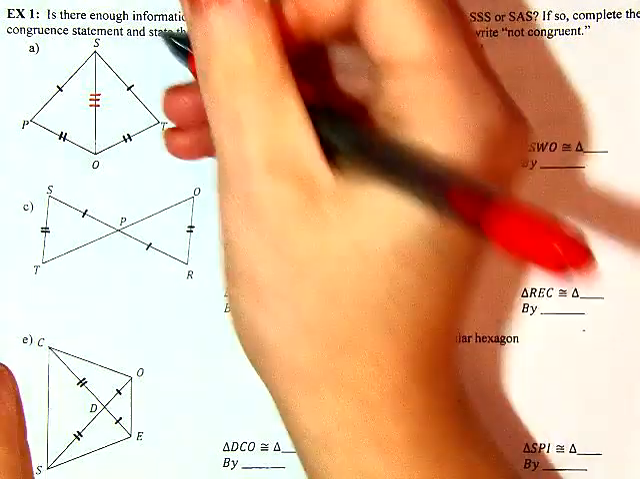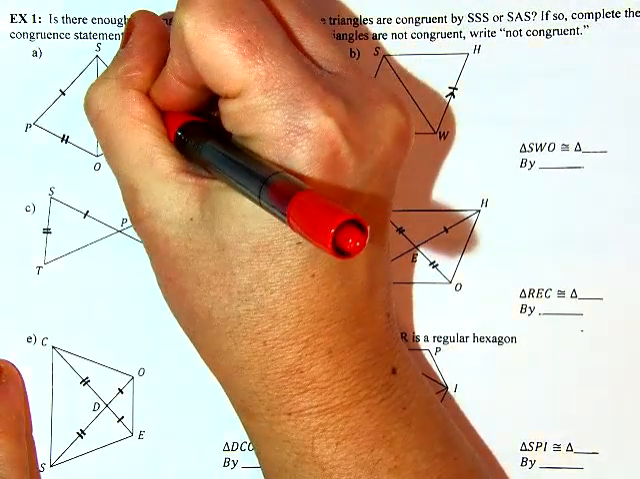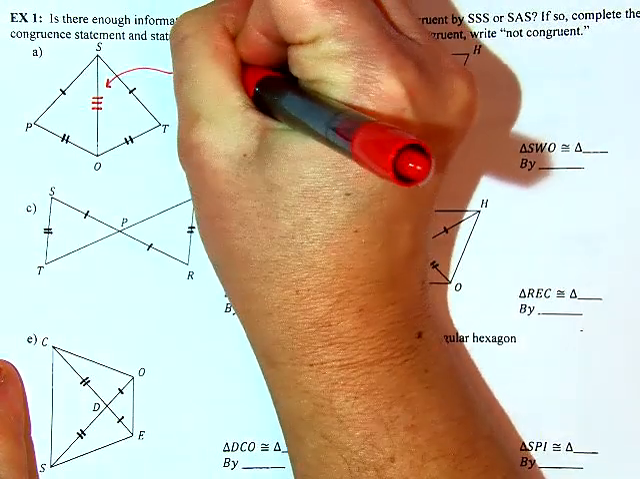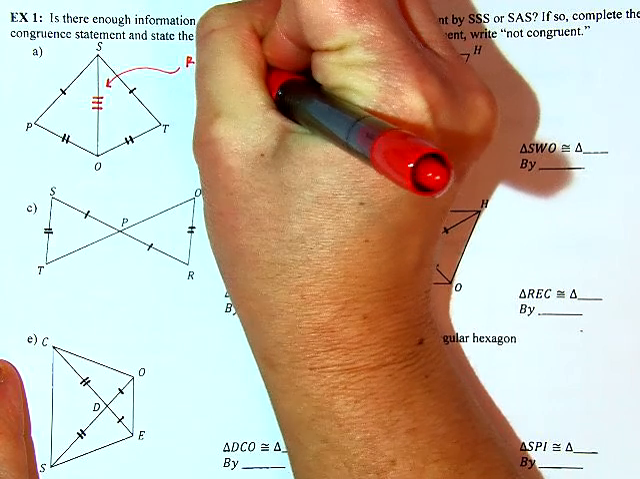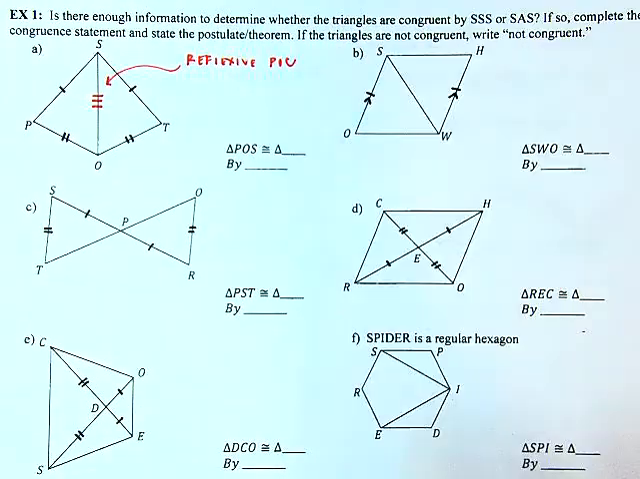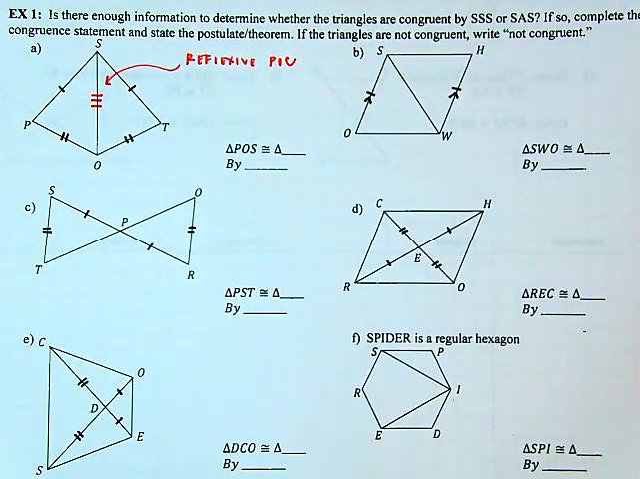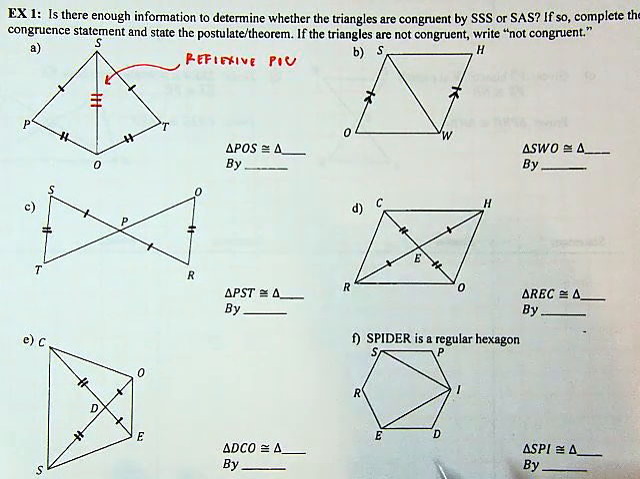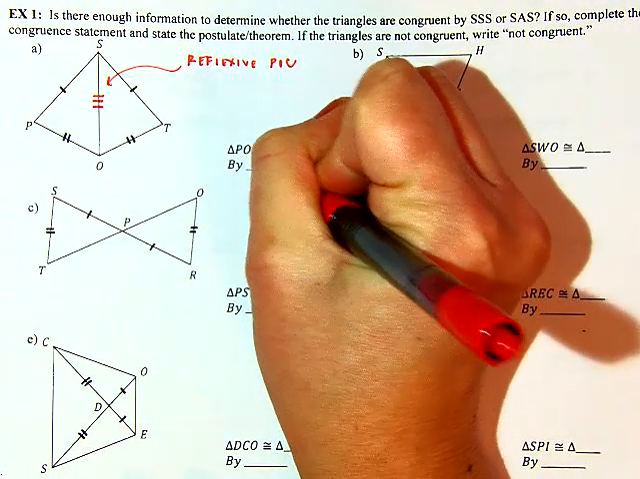I'm going to write that down just so we can start to see how we're making these connections, because we're going to have to prove them really soon. So this would be reflexive property of congruence. And now looking at my picture, I have 3 sides marked for both triangles. So my triangles are congruent by side, side, side.